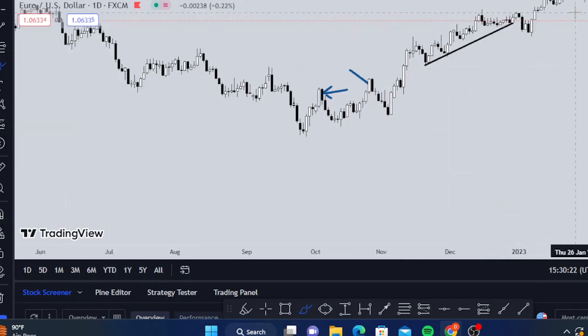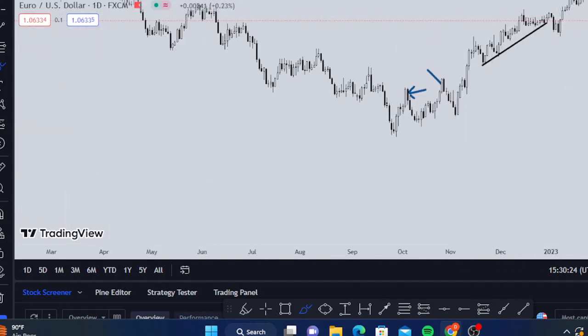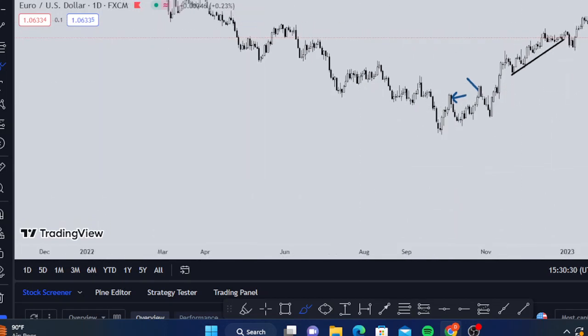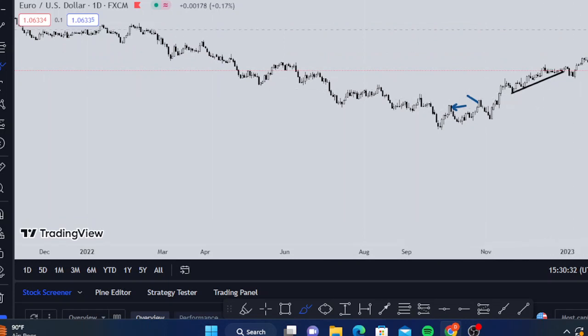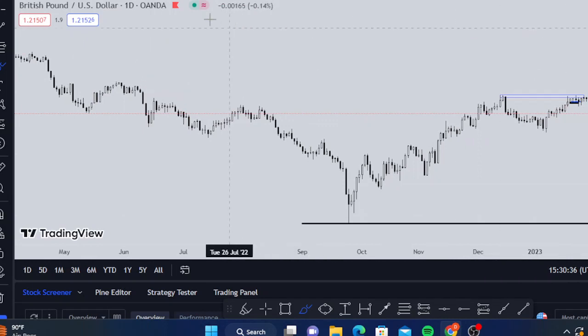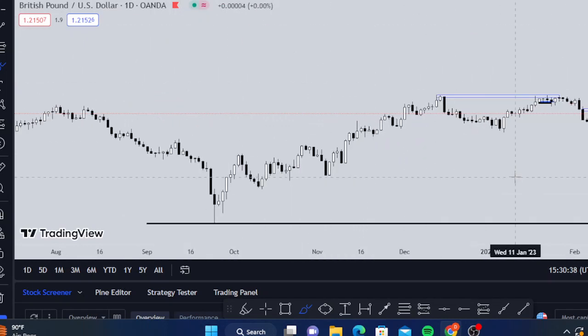You can use this thing with other strategy, liquidity, or any other thing to grab the market and take your daily bread from the market. So let's go to another pair. Let me show you another pair.